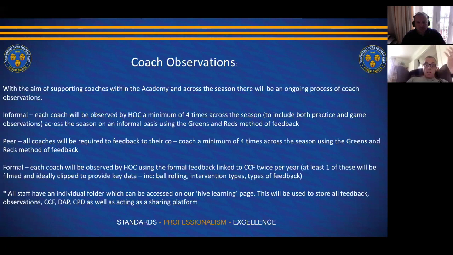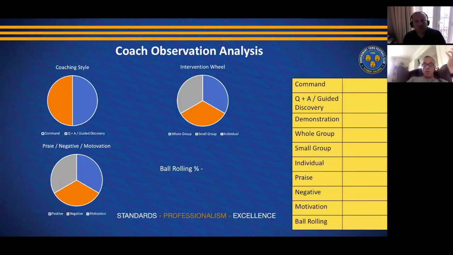So that's the process for observations. You'll have seen something similar to this. I started this with you guys at Walsall. We refined it a little bit. So when they do the formal observations, they get some more detailed feedback. So an informal observation, as an example, might just be a 20-minute snapshot. So on one night, I might go and watch 3 or 4 coaches. And that might just be for 20 minutes at a time. And they will get a snapshot of feedback on what I saw during that 20 minutes.